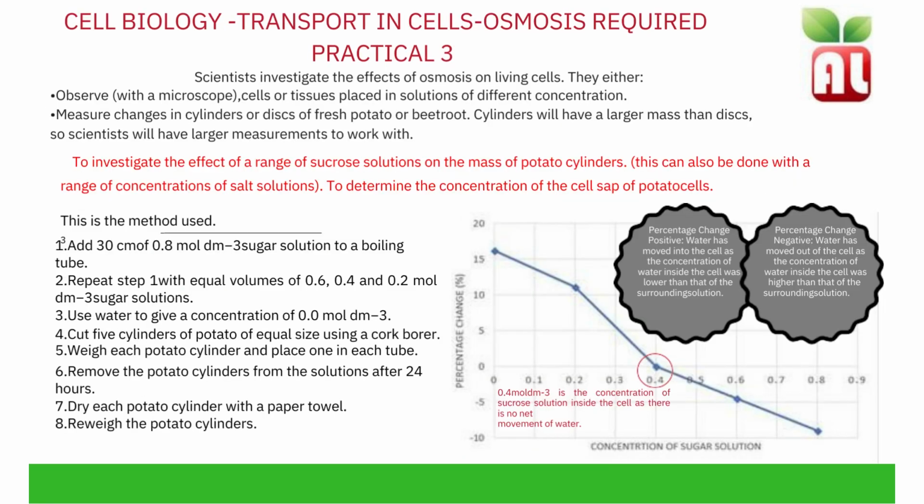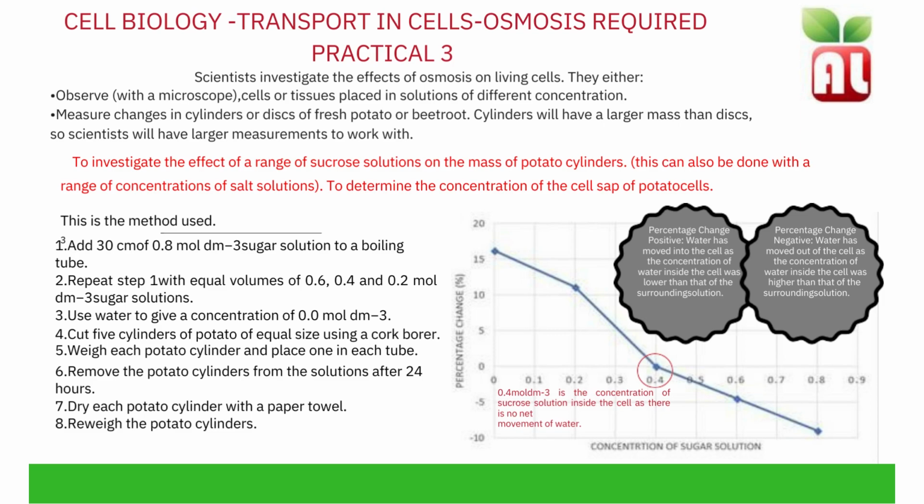Osmosis required practical. Scientists are able to investigate the effects of osmosis in living cells. They do this by either observing the cells with a microscope, placed in solutions of different concentration, or measure changes in cylinders or discs of fresh potato or beetroot, or any other vegetable. The cylinders will have a larger mass than the discs, so scientists will have a larger measurement to work with.